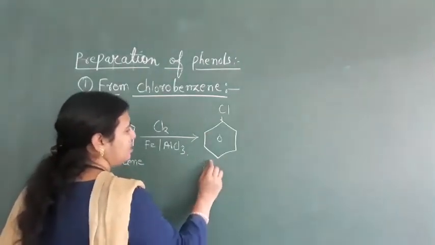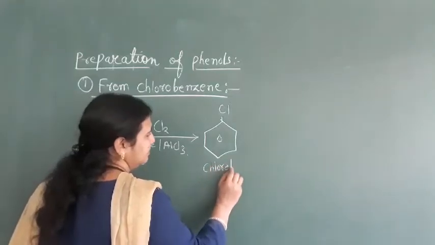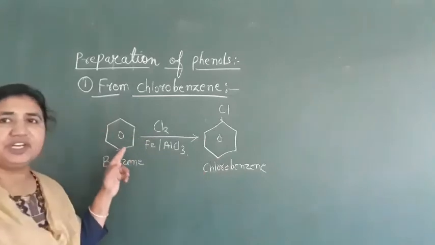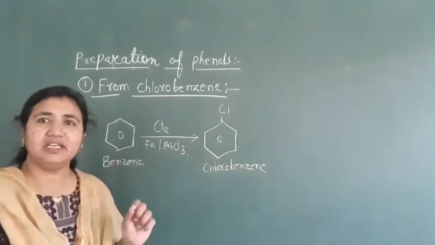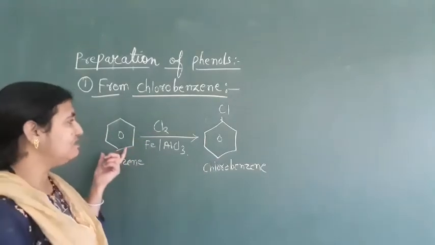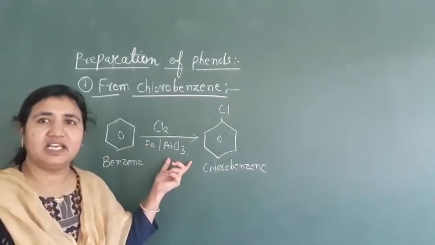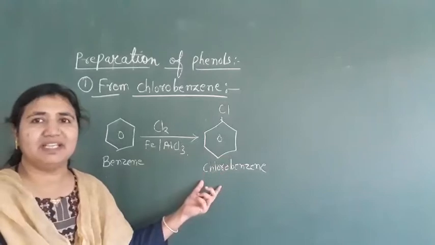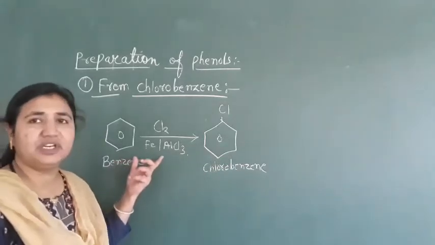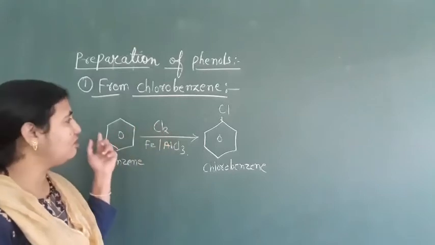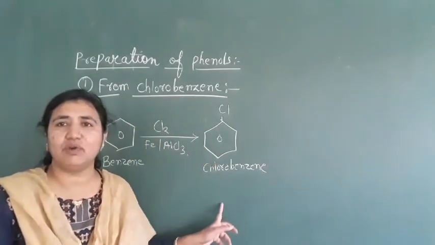You will get chlorobenzene. This is an electrophilic substitution reaction. Already you have learned in first PUC that whenever benzene reacts with chlorine in the presence of FeCl3, it gives chlorobenzene. Here chlorine will act as an electrophile and attack the benzene ring, and we will get chlorobenzene.